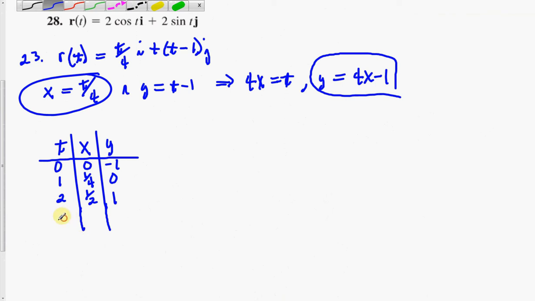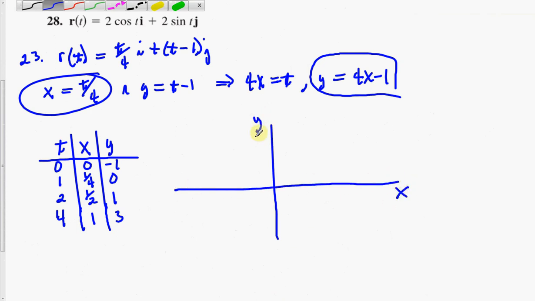And let's just get one that gives us some smooth points. If t is equal to 4, x is equal to 1, and y is equal to 3. So now we're able to graph this in the xy plane. So when x is equal to 0, y is equal to negative 1. And when x is equal to 1, y is equal to 3.